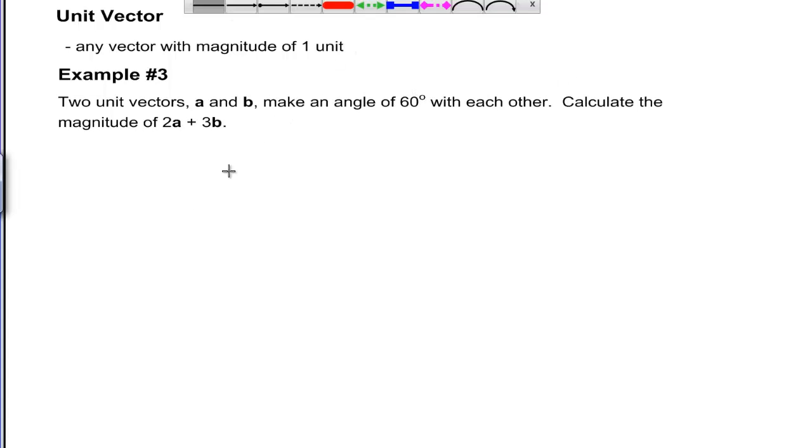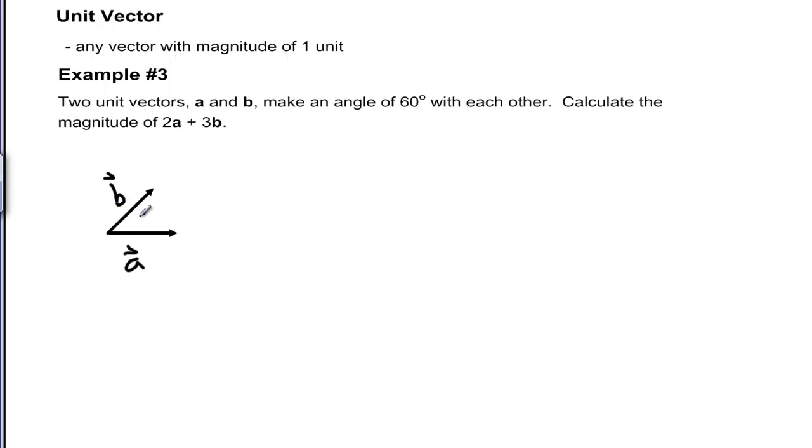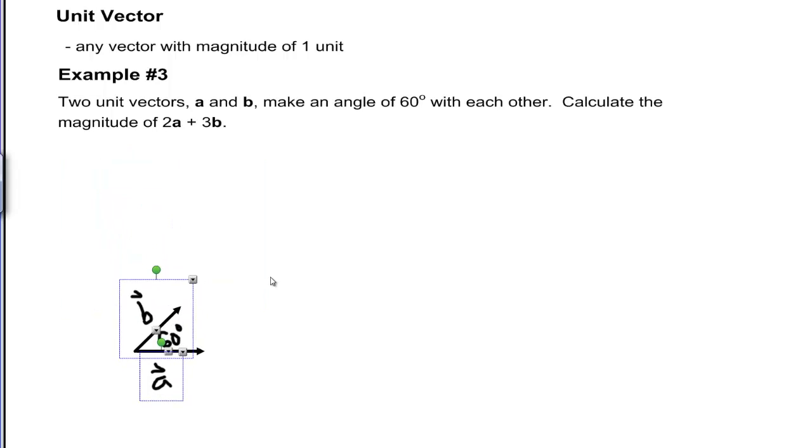So I'm just going to pull out vector A. We'll say that's 1 unit. And vector B. So there's vector A and vector B, and I know that's 60 degrees between them. I'm just going to copy this and move it down here a bit. Now I want to do 2A plus 3B, so that means it's going to be a triangle.